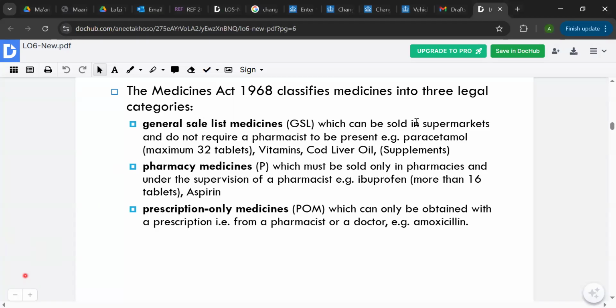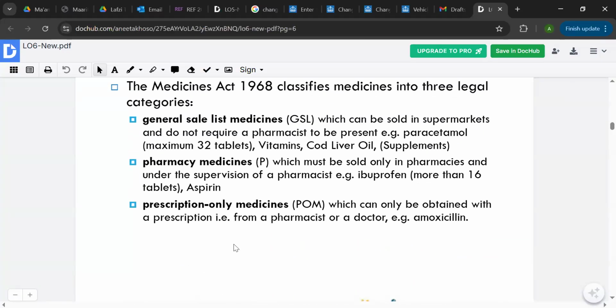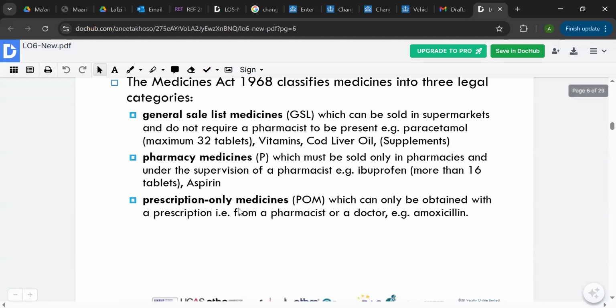So there are general sale list medicines, GSL, that can be sold in supermarkets and do not require a pharmacist to be present, like paracetamol, vitamins, cod liver oil, for instance. Pharmacy medicines must be sold only in pharmacies and under the supervision of a pharmacist, such as ibuprofen if there are more than 16 tablets, or aspirin. Prescription only medication can only be obtained with a prescription from a pharmacist or a doctor, like certain antibiotics. So in total, there are three types of medications: general sale list medicines, pharmacy medicines, and prescription only medicines. Okay.